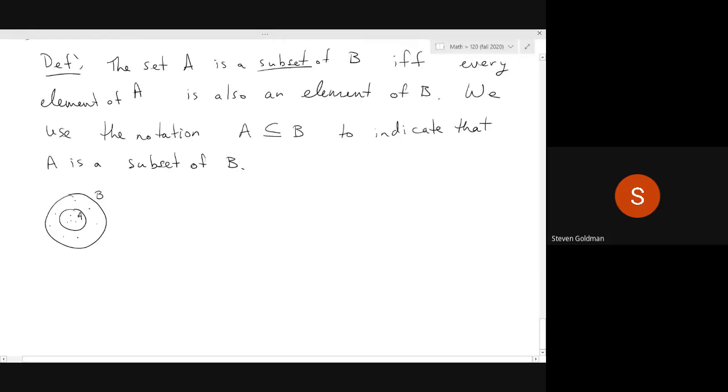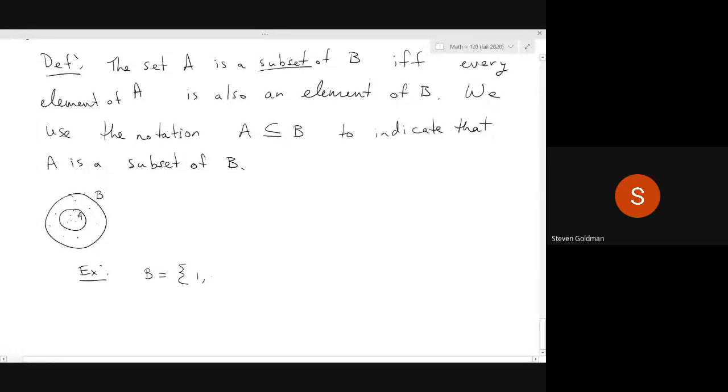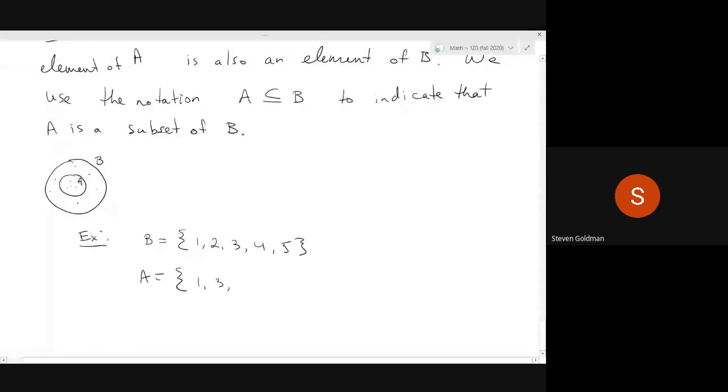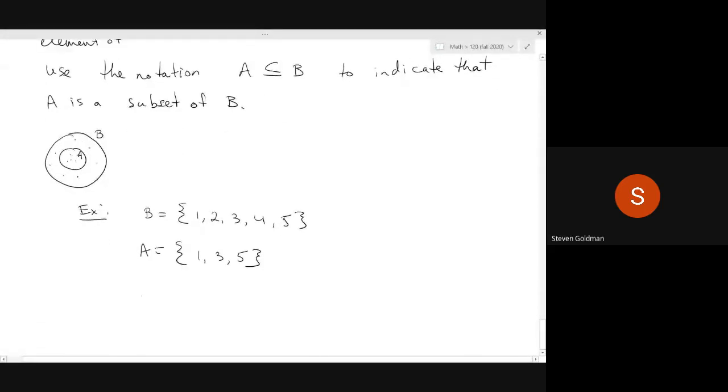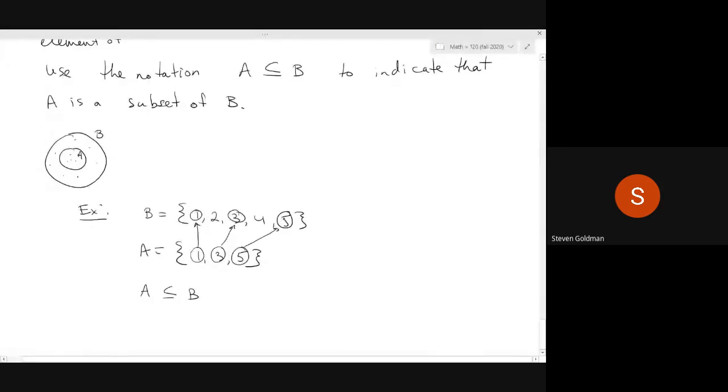Okay, let me give you an actual example with some numbers now. Let's say B is a set that contains the elements 1, 2, 3, 4, and 5, and A is a set that contains the elements 1, 3, and 5. In this example, A is a subset of B because everything that is in A is also in B. 1 is in A and it's also in B. 3 is in A and it's also in B. 5 is in A, it's also in B. So A is a subset of B.